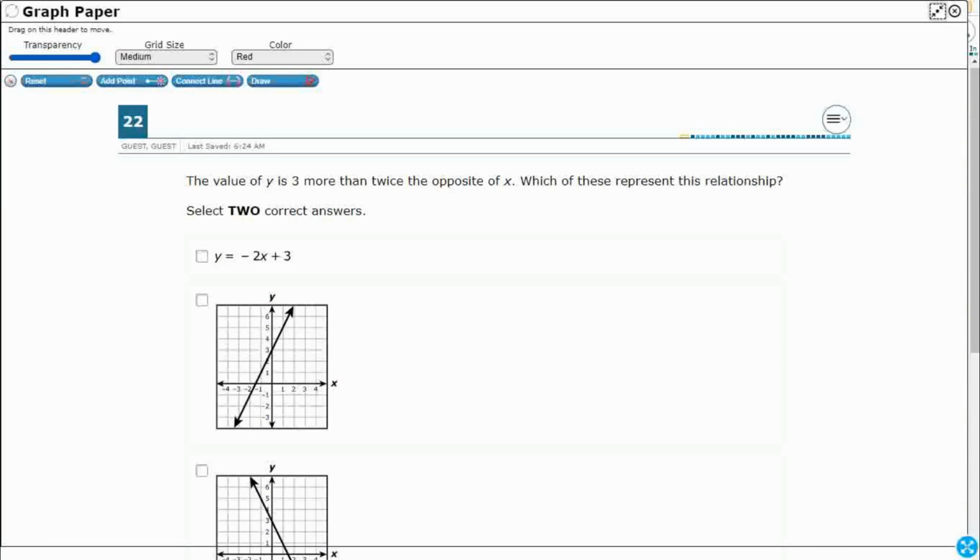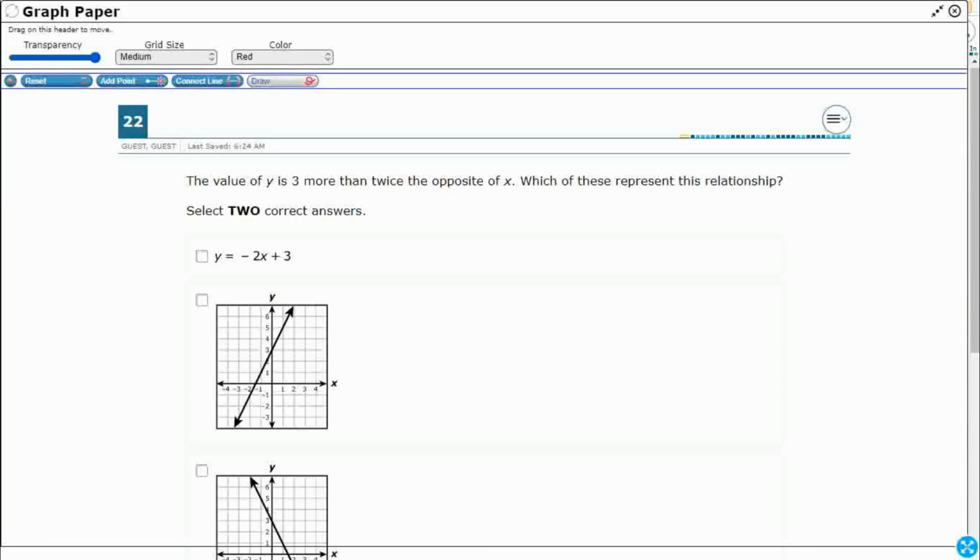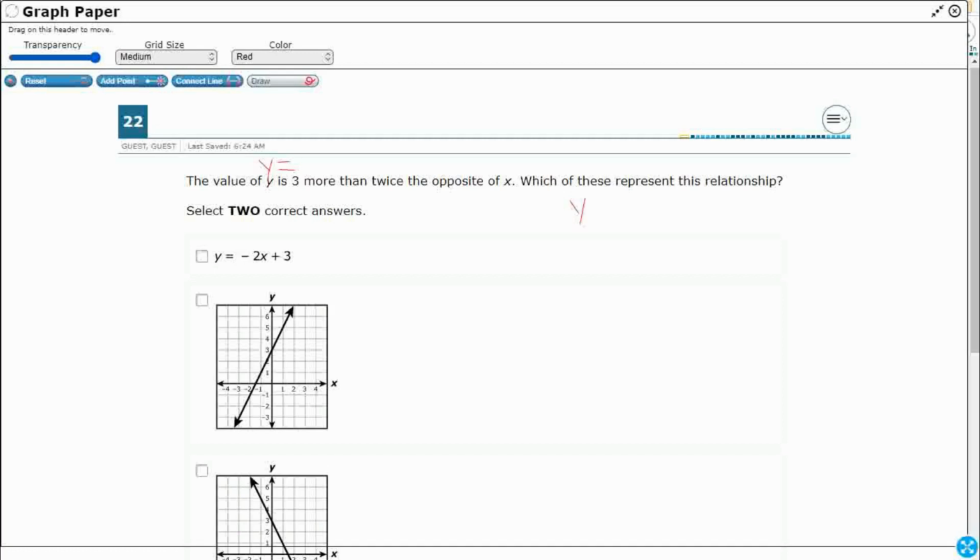So we need to turn this descriptive statement into an actual equation. And once we do that, it's going to be very helpful. So the value of y is, okay, so that's y equals. Y equals 3 more than, so 3 plus, twice, so twice is going to be 2 times the opposite of x. So let's make that negative x. So that's what that equals: 3 plus 2 times negative x.